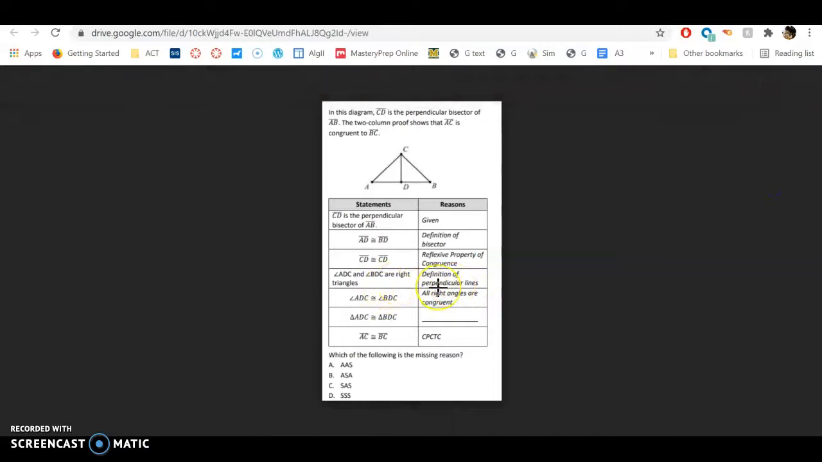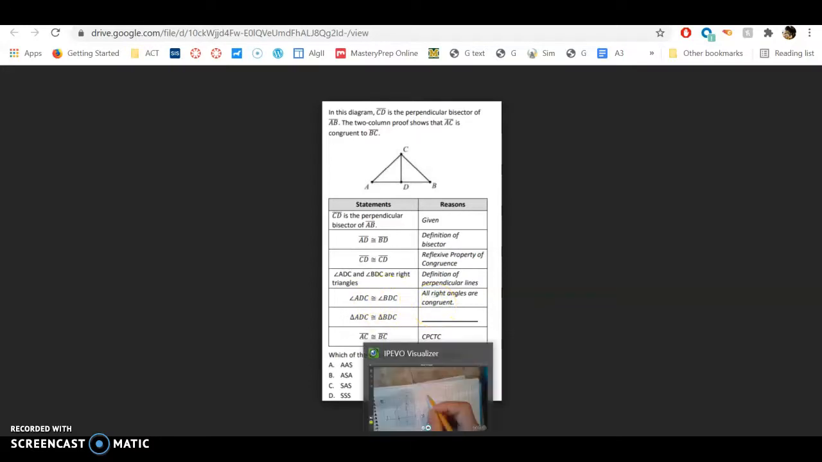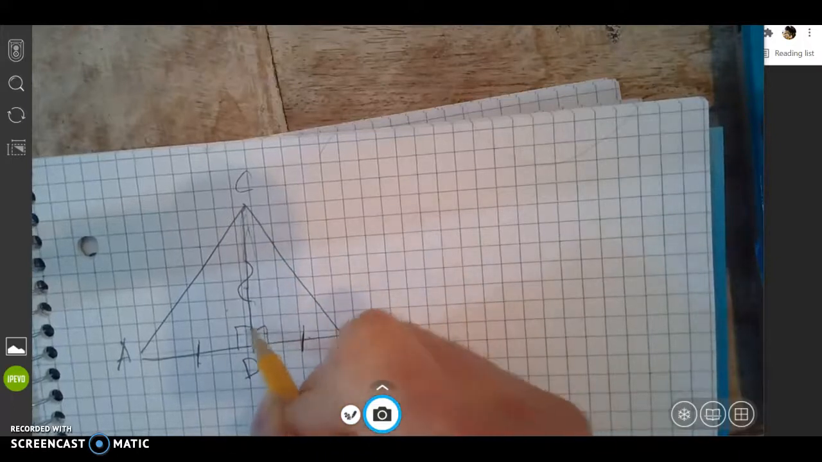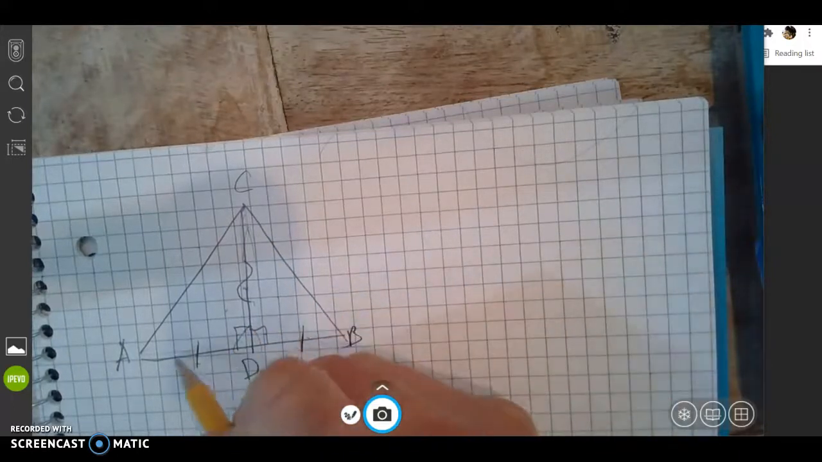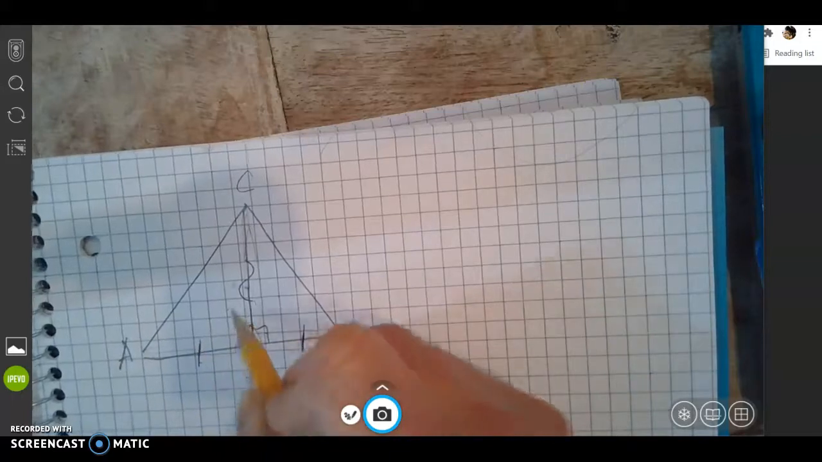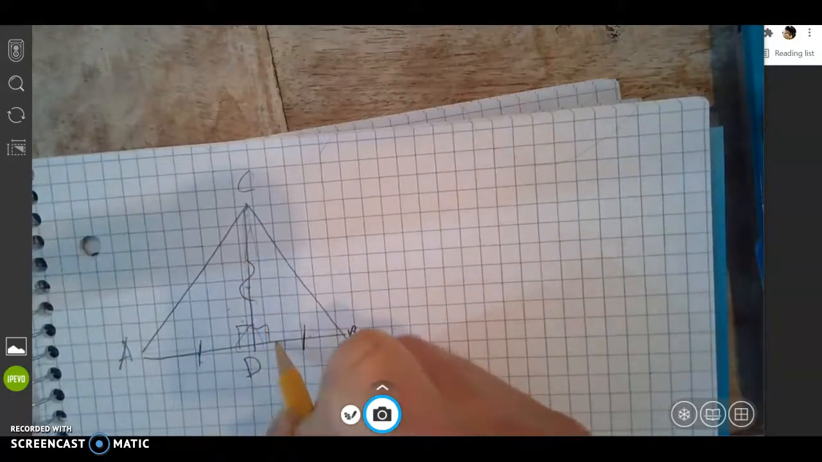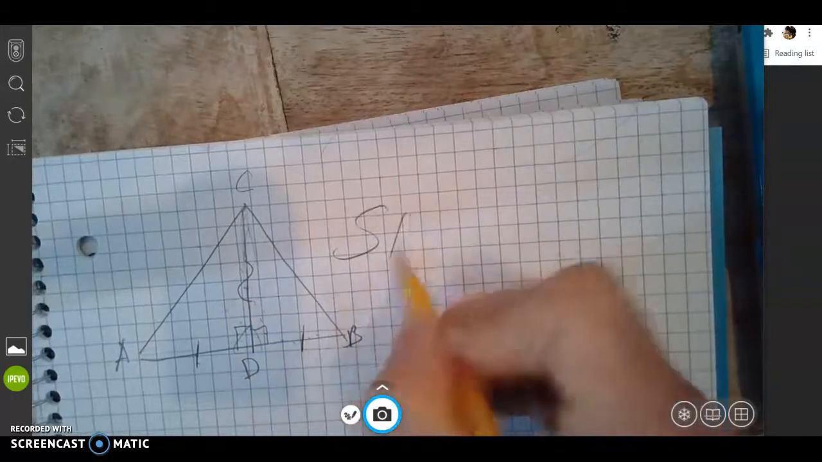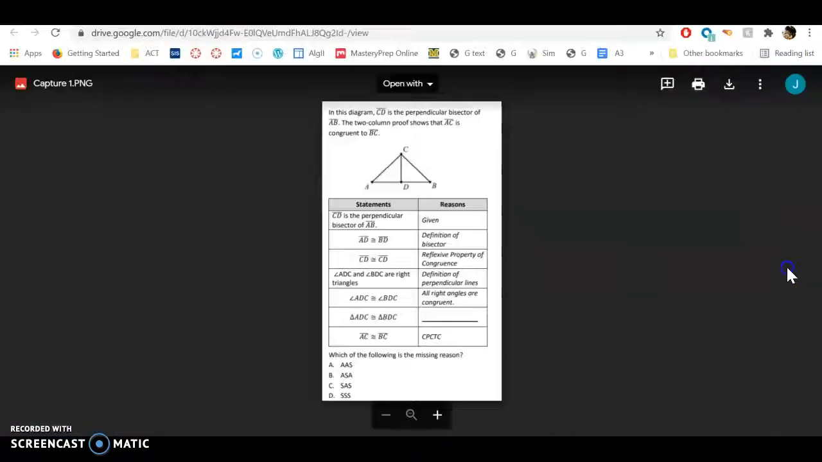They're right angles. Definition of perpendicular lines. Oh, another congruent. ADC is congruent to BDC. All right angles are congruent. So ADC is a right angle, and this is a right angle. Right angles are congruent. You could do this if you want. It doesn't matter. So it looks like I have side, angle, side. The angle is in between the two sides. So it's side, angle, side. That's why they're congruent. So that would be C.